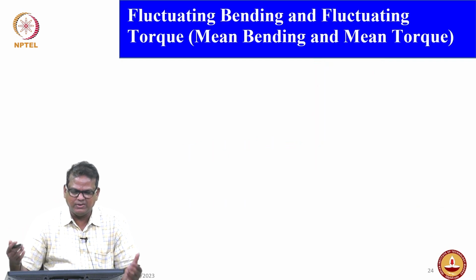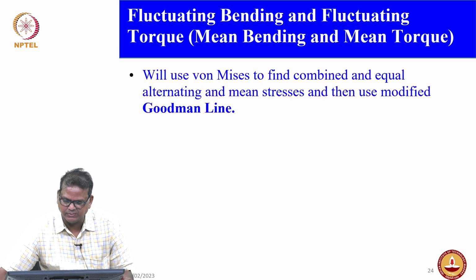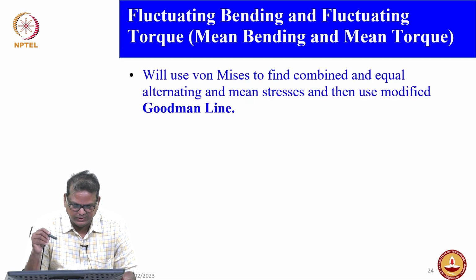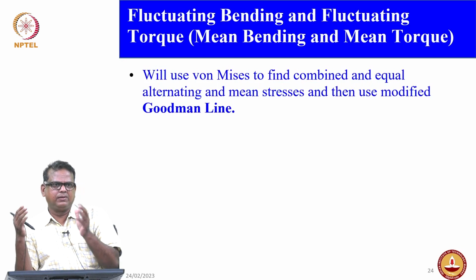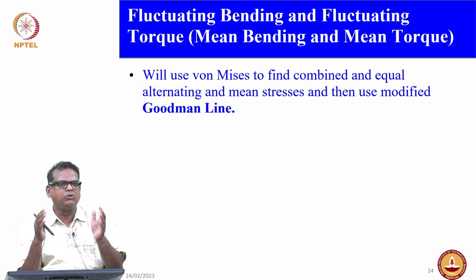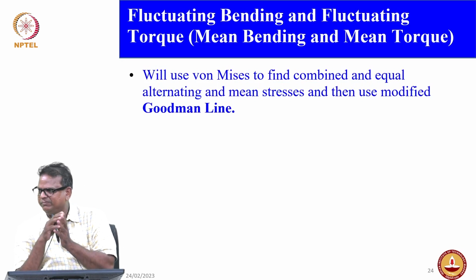Now I am giving another piece of information: fluctuating bending and fluctuating torque. Okay, it's a mean bending, mean torque. Usually we use von Mises to find the combined equivalent alternating and mean stresses and use the modified Goodman line equation. My question is, what type of loads would the main output shaft experience? Is torque constant or variable?